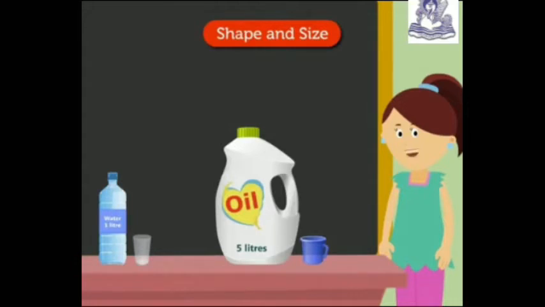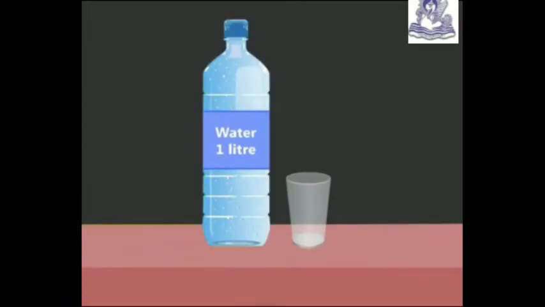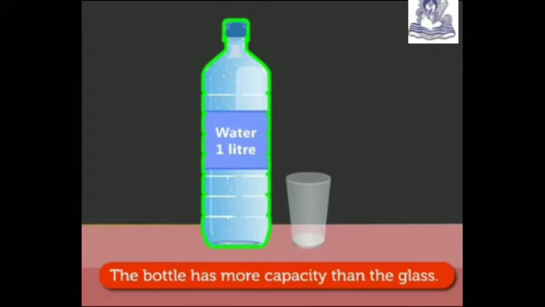Now look at the different containers in each set and let us try to find out which has more capacity. First, there is a bottle and a glass. Looking at the shape and size, let us find out which holds more. As we can see, the glass is small in size. Therefore, it will hold less liquid as compared to the bottle. Thus, we say the bottle has more capacity than the glass.